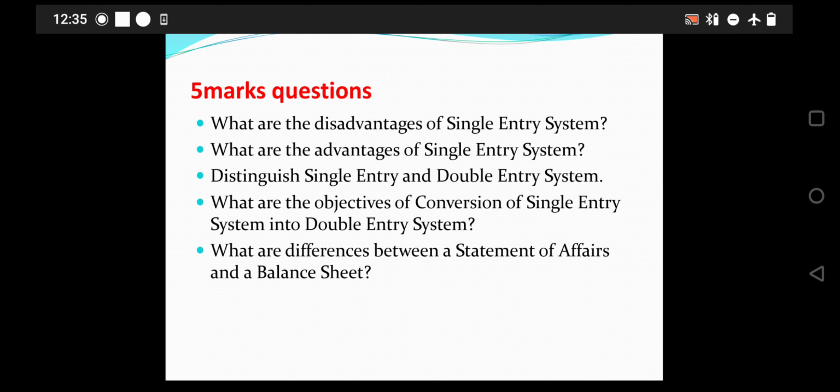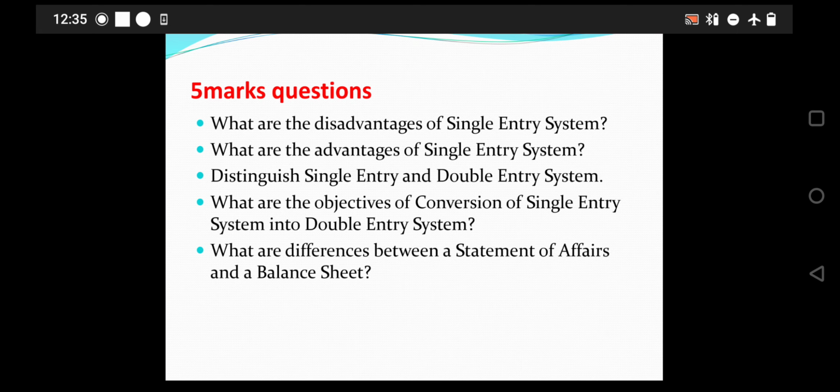Then method: double entry is called a scientific method, single entry is considered an unscientific or crude method. Reliability: under double entry, the accounts which you prepare are more reliable, as they have certain monetary evidence, we can say material evidence, monetary transactions. But in single entry there won't be any proof, so it is not reliable. And the last difference between single entry and double entry is utility. The double entry system of bookkeeping accounts can be used by all types of users, but single entry can be used only by sole proprietors and partnerships. It cannot be used by everyone.